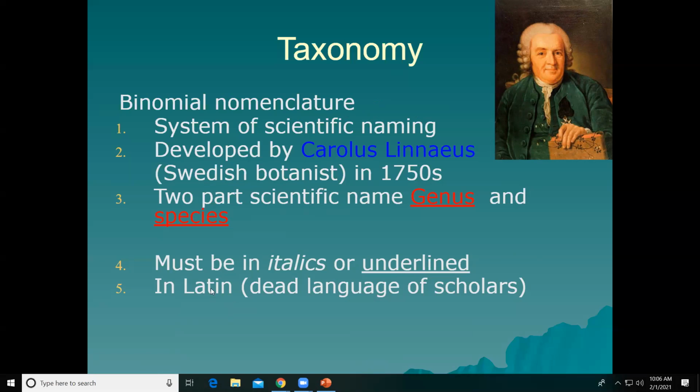And then we also use Latin terminology for this. It is a dead language and it's only really used by scholars anymore. The reason why we do this is because different languages have different terminologies. Even within the same language, we might start calling things or using words differently over time. And so we use Latin, so there's no miscommunication about what it is.